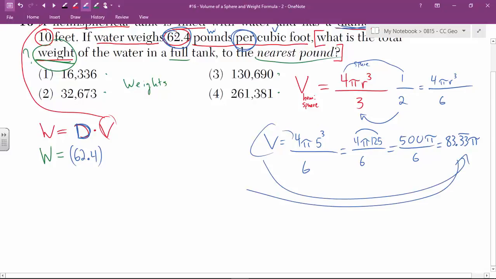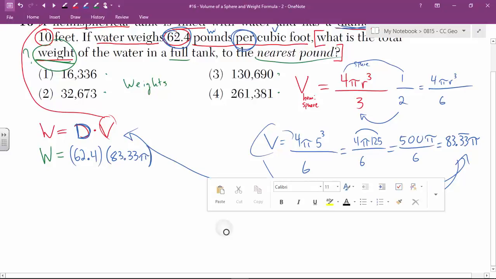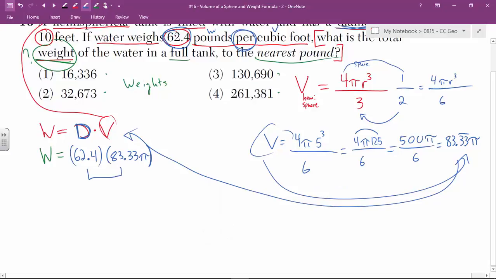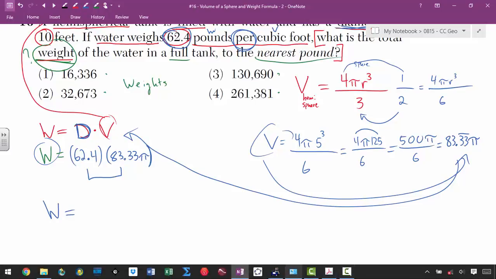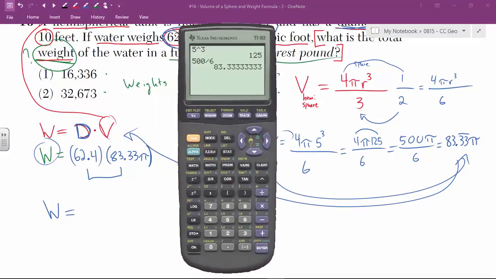All right, this is what I'm going to use in my weight formula. So if I substitute that in, 83.33 pi, if I multiply that with my density, that will tell me my weight. So weight will equal the product of the density and that volume I found out. So let's do that. Let's take that 83.33 and multiply that by pi, so I get an exact answer.